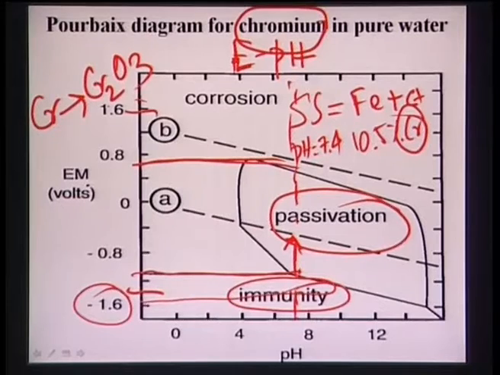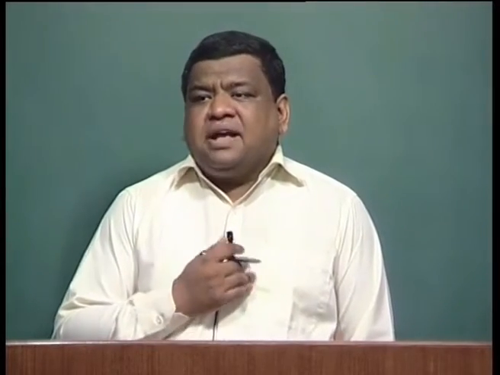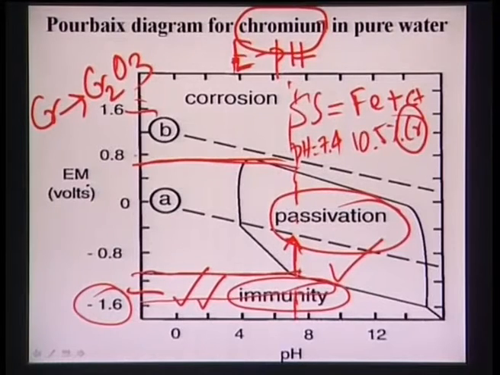So, passivation is still okay, immunity is highly desirable. So, I am putting a tick. Passivation is also desirable, that means that chromium is protecting the underlying material by forming passivated oxides on the surface. Now, the moment this electrochemical potential at pH equal to 7.4 is above 0.8 volt, then your corrosion starts.